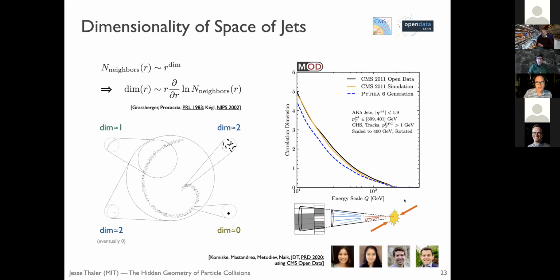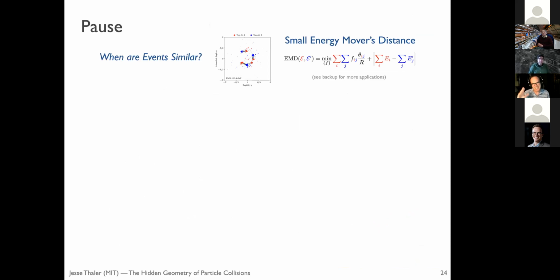Okay, so there's a lot more that I can say about ways of using this from a data science perspective. So when are events similar? They're similar when they have small energy mover's distance apart. And you could say, well, why this distance? Of all the distances you could have chosen, why did you choose this one? Prior to this research that I'm going to tell you about in a moment, it was just, well, this is what we learned from the machine learning literature, and it works.